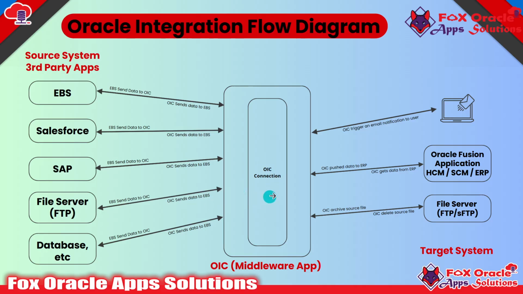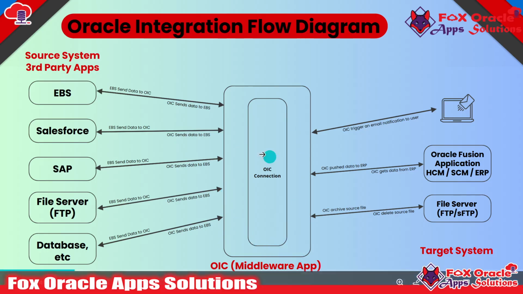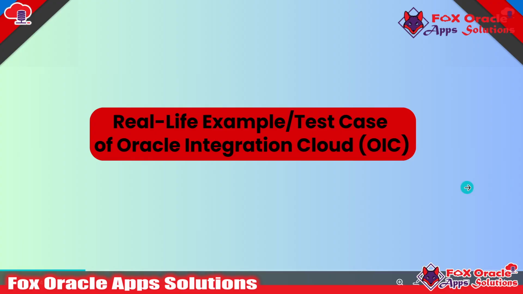Also, for example, if we receive data from a Salesforce system and we want to push that specific data to the Oracle ERP application, Oracle ERP applications have different ways to insert data: it can be REST API, SOAP web services, or the FBDI approach. All of this can be implemented in OIC itself, and that way the data will be pushed to the ERP application. That's the way OIC works.